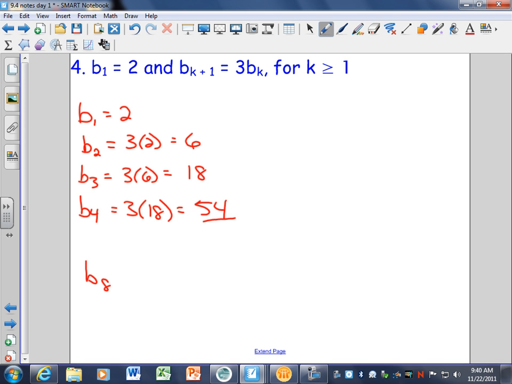Yes, what's your question? Okay, so on the intermediate first term. It says for k greater than or equal to 1, yes? So if we start with k equaling 1, that would be b sub 1 plus 1 equals 3 times b sub 1. Which would be b sub 2 equals 3 times 2, which is 6. I thought that b3 would equal 3 times b2.